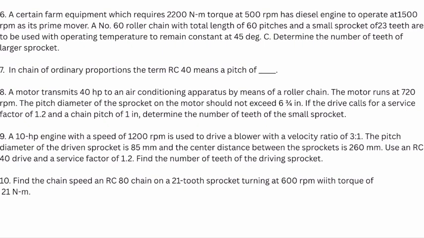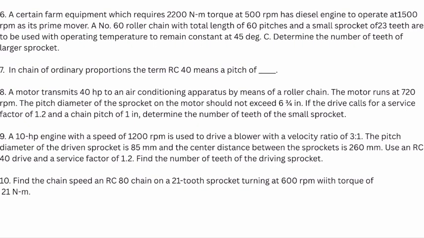These are the additional practice problems. A certain farm equipment which requires 2,200 Nm torque at 500 rpm has a diesel engine to operate at 1,500 rpm as its prime mover. For a number 60 roller chain with a total length of 60 pitches and a small sprocket of 23 teeth to be used, with operating temperature to remain constant at 45 degrees Celsius, determine the number of teeth of the larger sprocket.